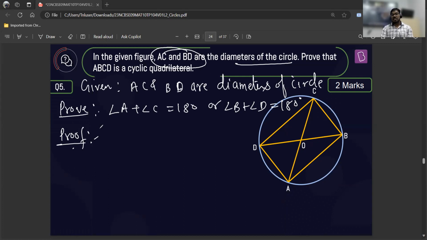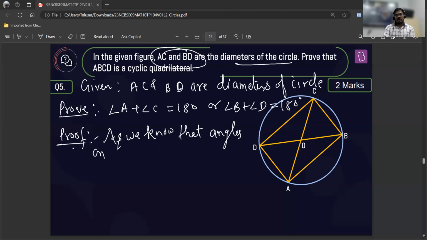All right, so how to start this proof? As we know, I hope everyone knows from the previous fifth session that we discussed angles on a semicircle. As we know that angle on a semicircle is a right angle. Am I right? Of course, you know that we have discussed these things in the previous session, right? So let's say, what is the semicircle? When AC is a diameter, right?